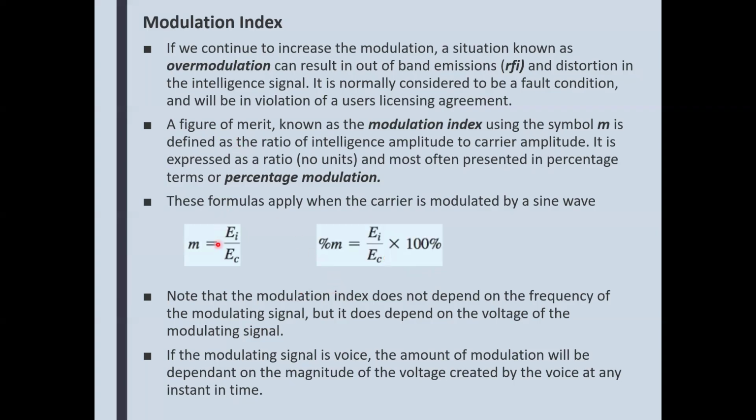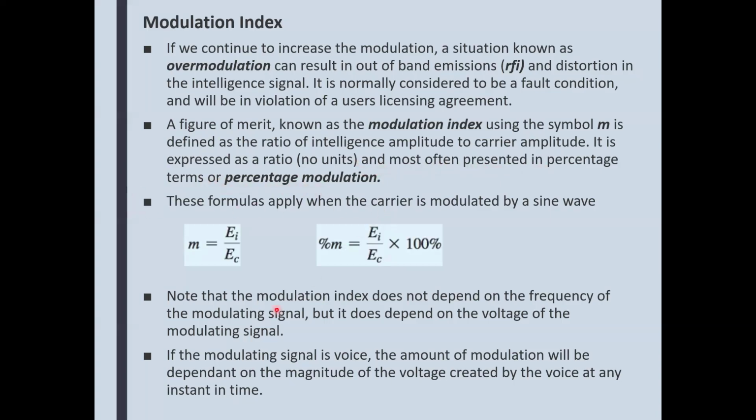So here is the modulation index. Remember, because we're going to be using that in other formulas. The modulation index is basically how much the signal is being modulated. M is defined as a ratio. It is expressed as a ratio with no units, or sometimes in percentages if you multiply it by 100. But percentage is not really a unit, it's still a ratio. And most often it is presented as percentage modulation.